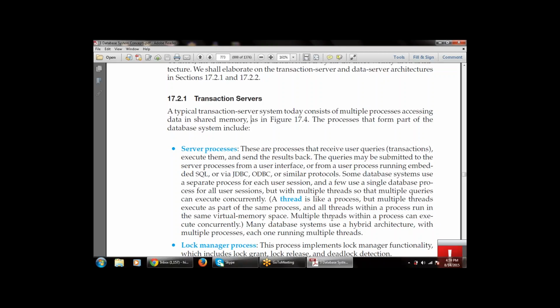Many database systems use a hybrid structure. There will be a hybrid structure used by the database systems, with multiple processes, each one running multiple threads. So everything is running on multiple threads within the server processes.